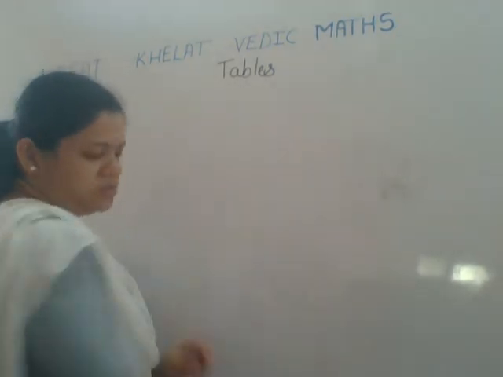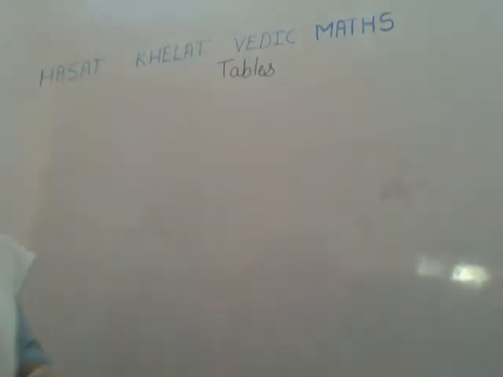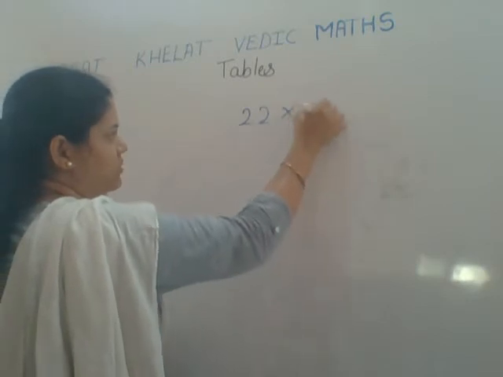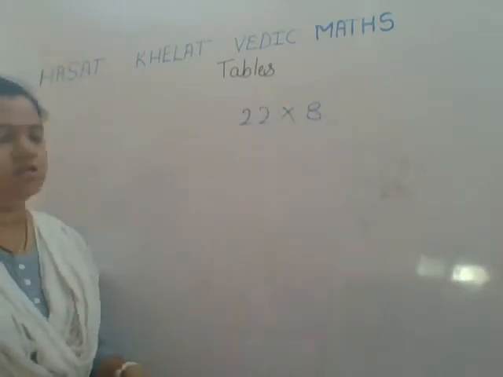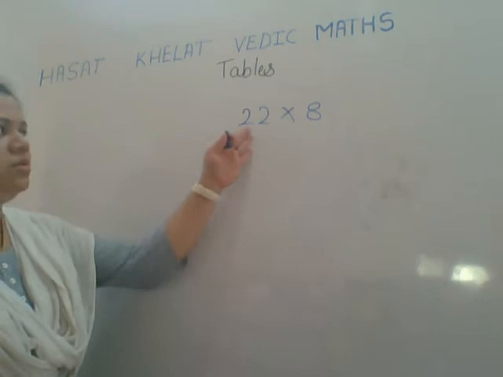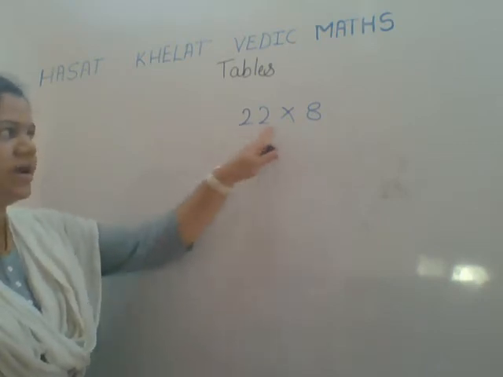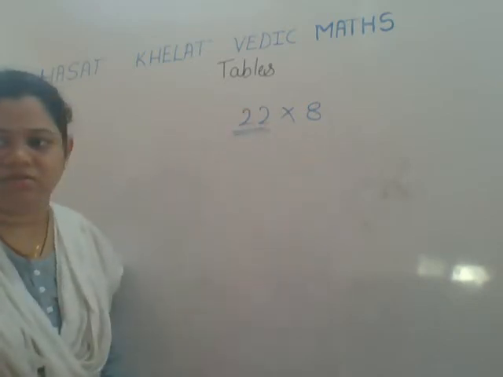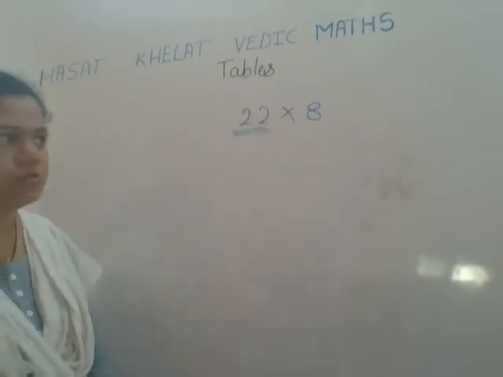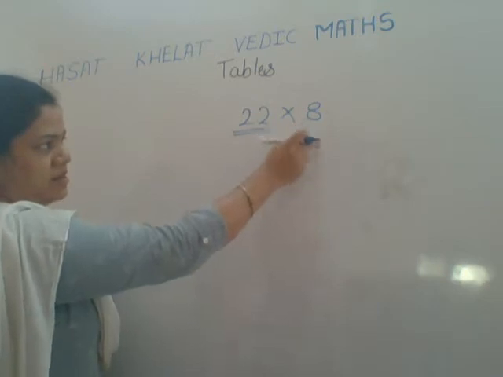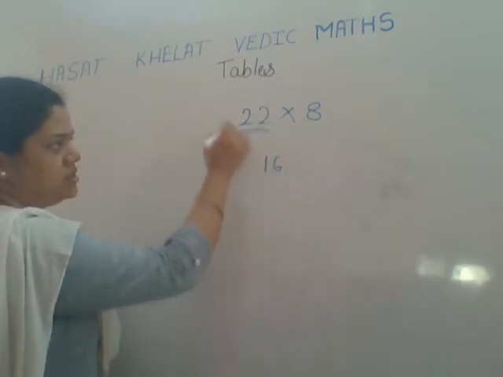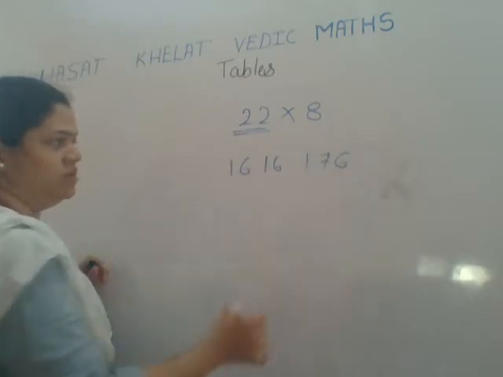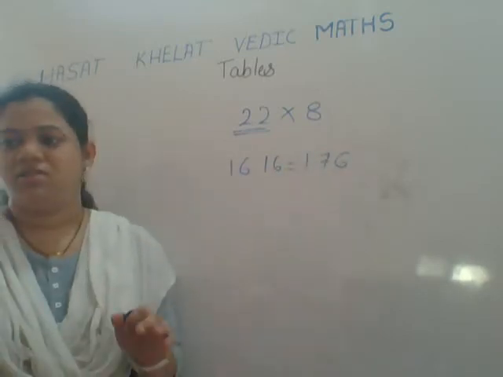Now suppose I have been asked 22 multiplied by 8. We have to write down the 22 table and find 22 eights. We'll focus on the 22 table. Now, 8 is asked. So 2 eights are how much? 16. 6, then 6 plus 1, 7, and 1. 176 is the answer. This way you can find it.